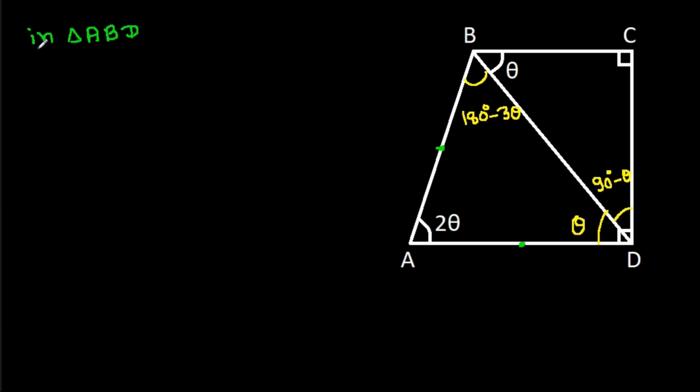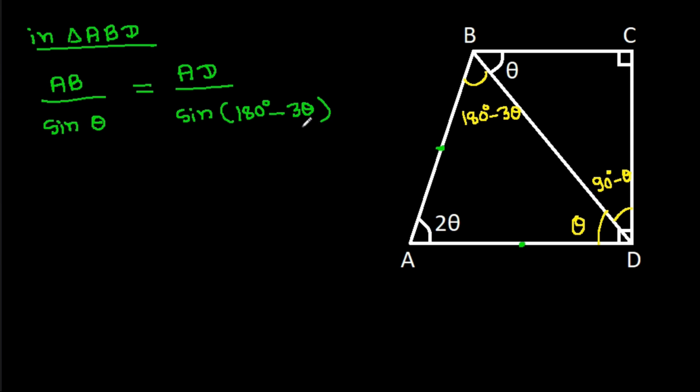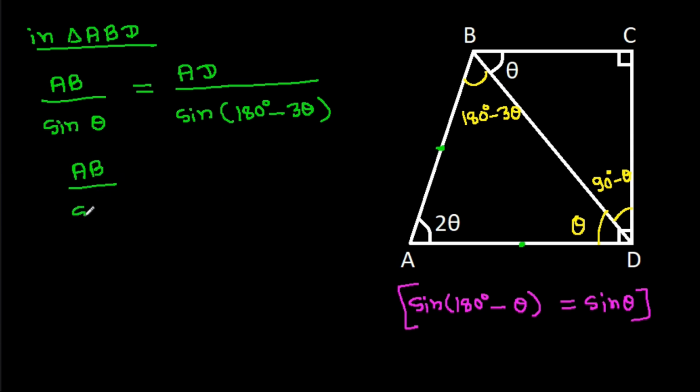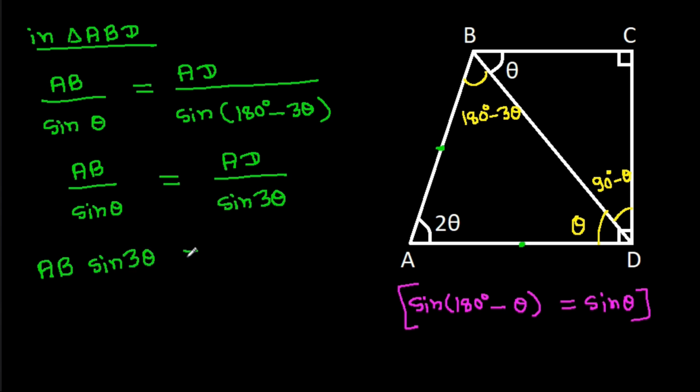So in triangle ABD, AB by sin theta will be equal to AD by sin of 180 degrees minus 3 theta. And we know that sin of 180 degrees minus theta is sin theta. So it will be sin 3 theta. And if we cross multiply, then AB times sin 3 theta will be AD times sin theta.